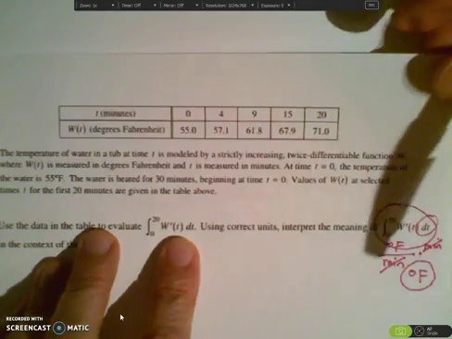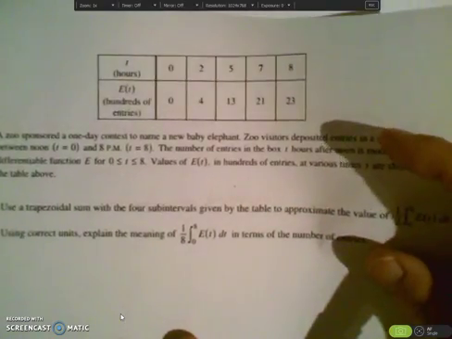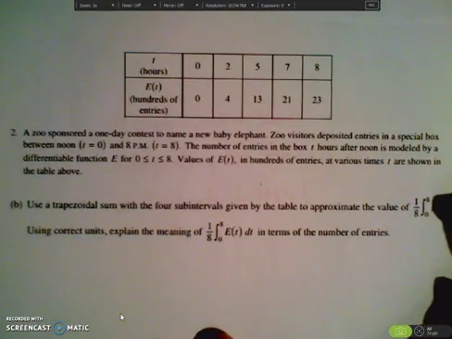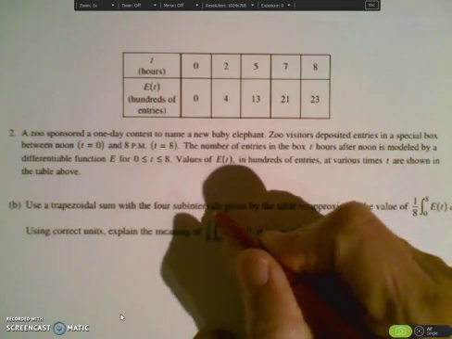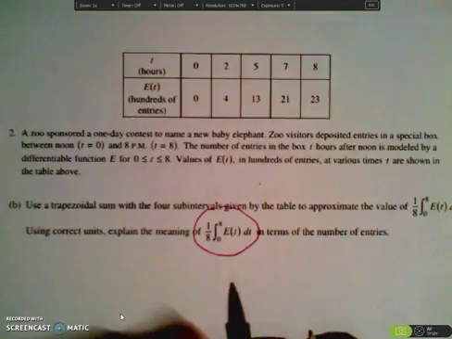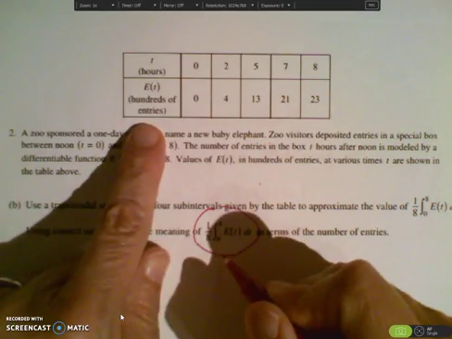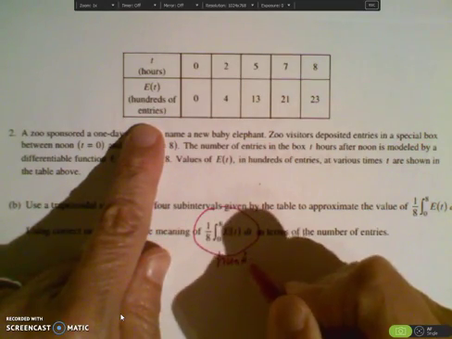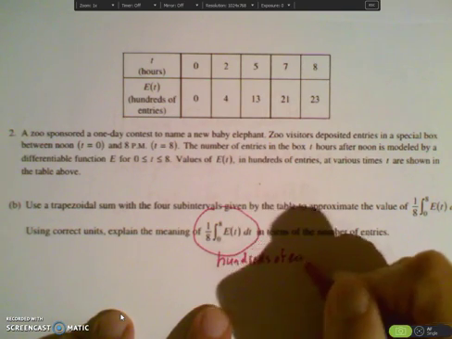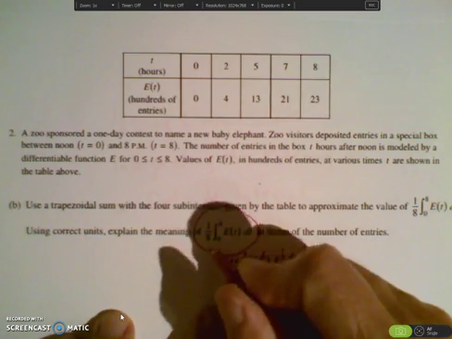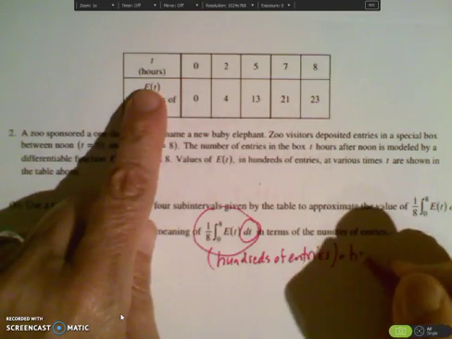Okay, I've got one more example to share with you today. This one is a little bit tricky. Again, we have information that's presented in the form of a data table, and so we have this integral. We're trying to explain the meaning, and so here E of t is measured in hundreds of entries. And then we're going to multiply that times the time element, which is measured in hours.